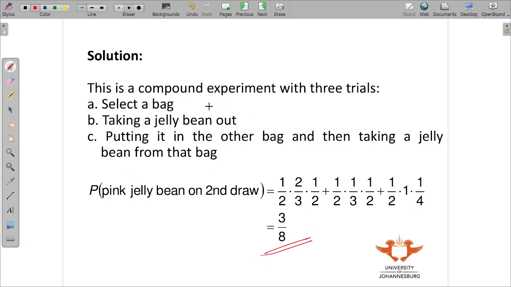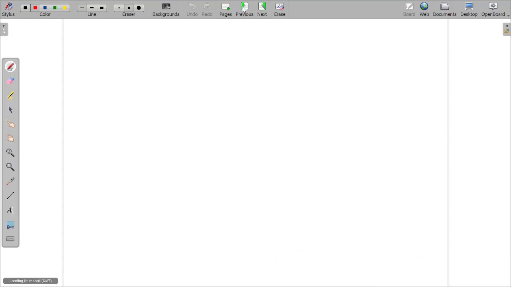Okay, so we select the bag, taking a jelly bean out, put it in the other bag, and then taking a jelly bean from that bag, which is the pink that we are looking for. All right. Okay, another example.